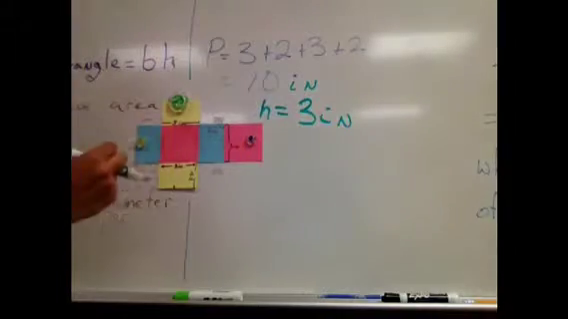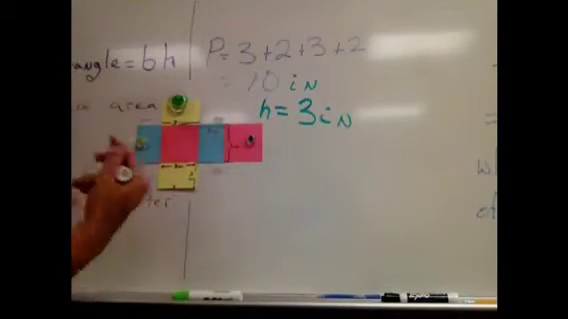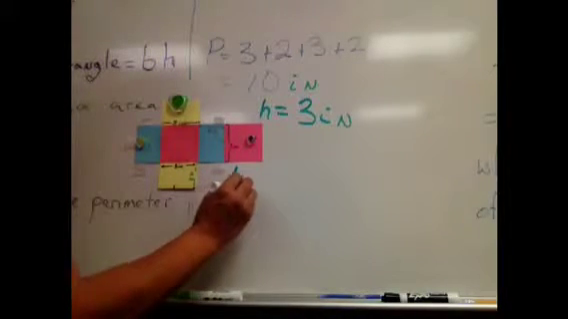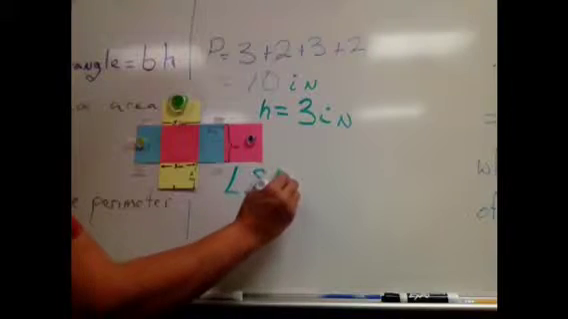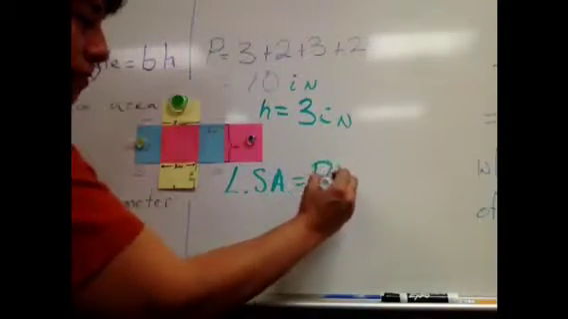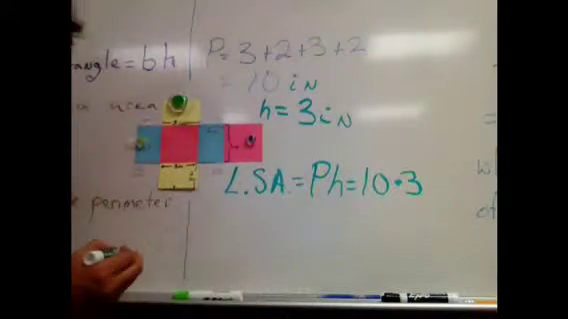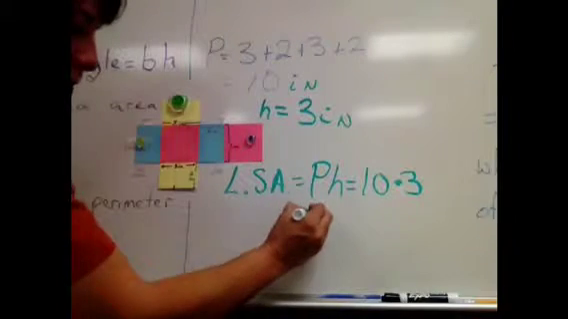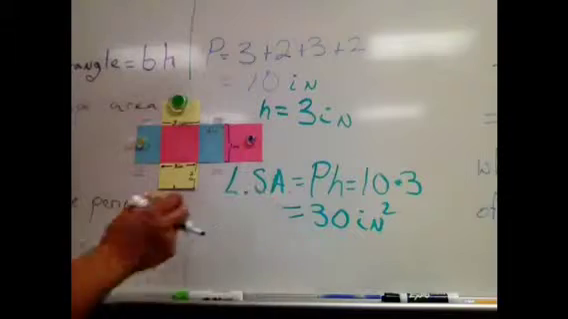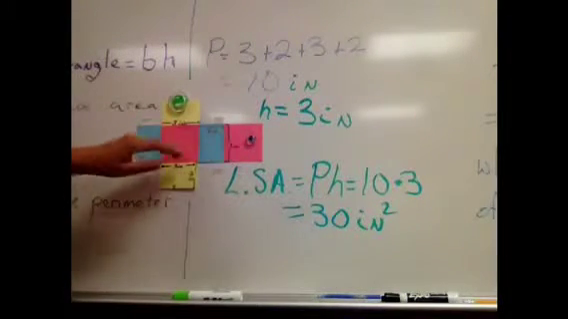To find the area of the central triangle, which is called the lateral surface area. Okay, so I'm going to put it down as the lateral surface area equals 10 times 3. Okay, and of course we know that's equal to 30 inches squared. Remember, we're looking for area, so that's got to be squared. Right? And so now we know this central area right here.